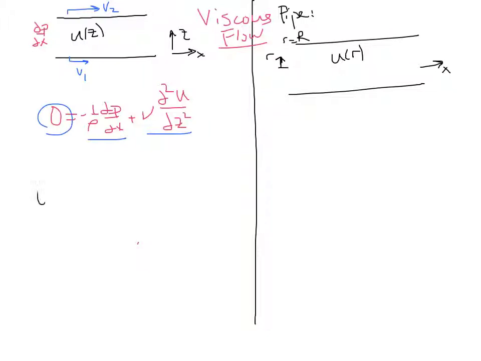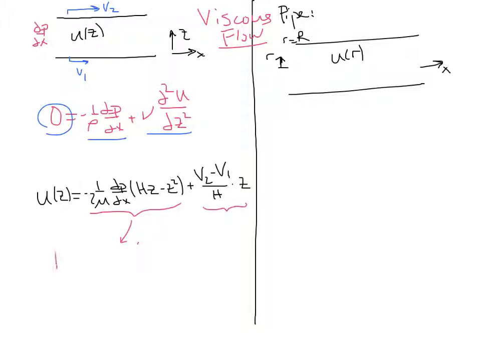Integrating this equation gives us the solution that u of z is equal to minus 1 over 2, now I'm going to use the absolute viscosity, mu, times the pressure gradient, dp dx. And we have our z dependence, hz minus z squared. And then we have a second term that involves our boundaries, v2 minus v1 over h, all times z. There's an h in the denominator. This solution really divides into two components. We have a pressure-driven component, and we have a boundary-driven component. The two are added linearly to create the complete solution, which I sketched in lecture, and you can go ahead and plot that up.